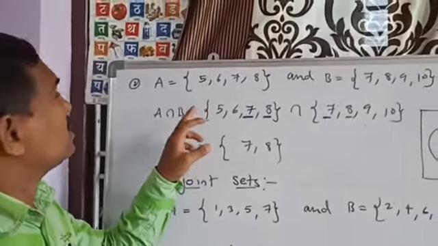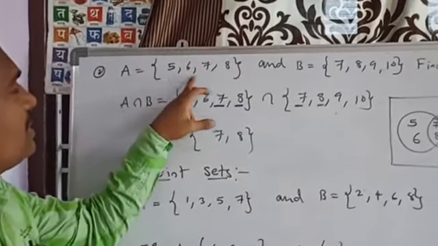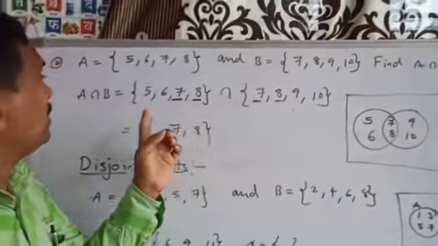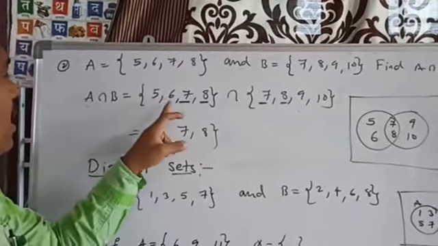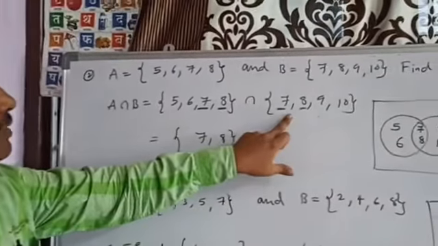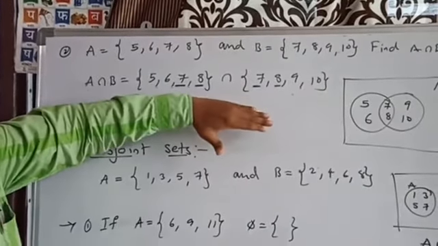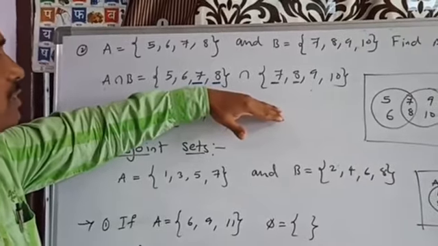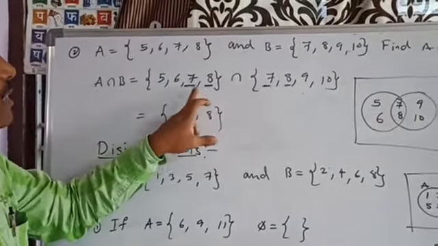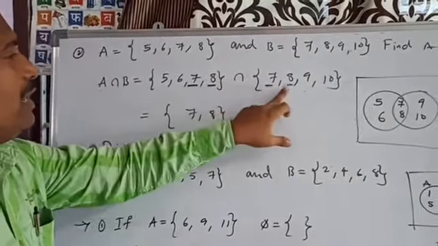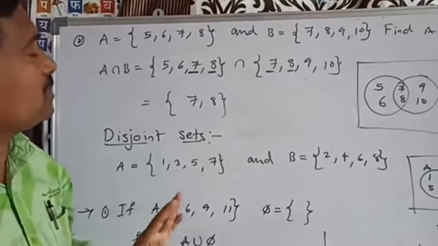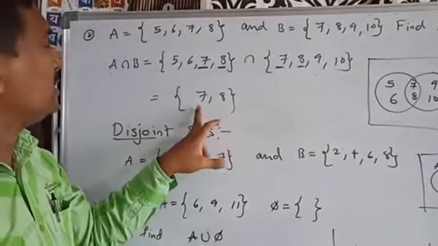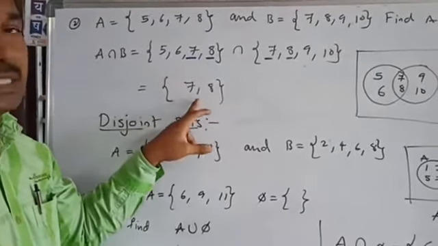Let us discuss one problem. A = {5, 6, 7, 8} and B = {7, 8, 9, 10}. Find A intersection B. Here we are finding the intersection. Intersection means you have to think about what the common elements are. What are the common elements in these two sets? 7 and 8 are common elements. Are there any other common elements? No. So 7 and 8 are common elements. So this is A intersection B.